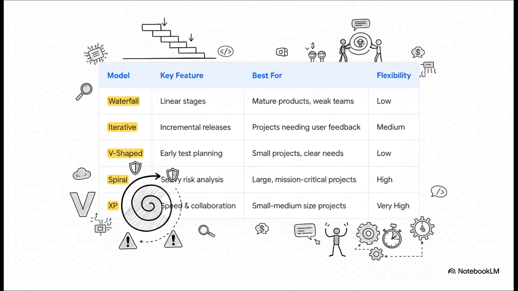So look here, this breaks it down pretty clearly. If you've got a product that's been around for a while, maybe with a less experienced team, the strict structure of waterfall, it might actually be perfect. But what if you need tons of user feedback? Then you're going to want to go with iterative. Building a small, super well-defined system, the V-shaped model and its focus on testing is a great fit. Now, if it's a massive, high-stakes, super expensive project, Spiral is pretty much your only real option. And if you just need to move fast with a small, tight-knit team, XP is definitely the way to go.